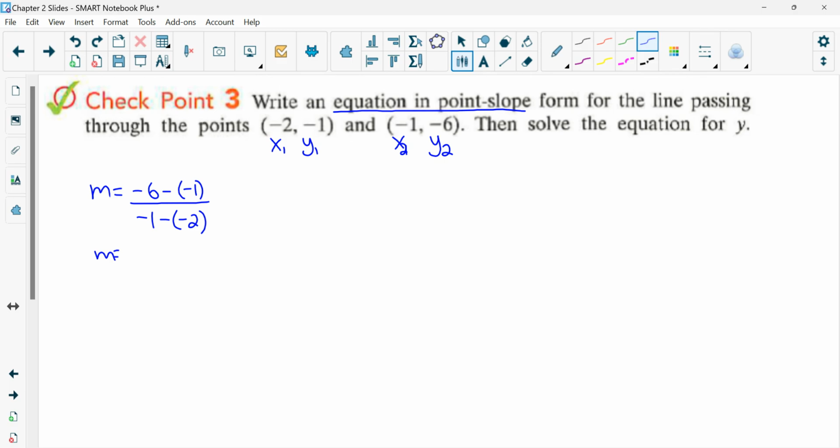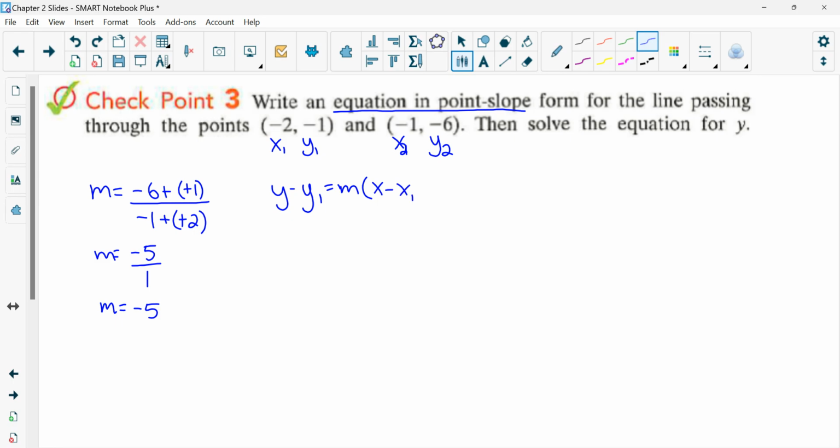So in this case, both turn out to be double negatives, so plus and plus. Negative 6 plus 1 is negative 5. 2 minus 1 is positive 1. So we get negative 5 as our slope. We're not done because it's saying write the equation of the line in point-slope form. So using point slope, we could use either of our points.